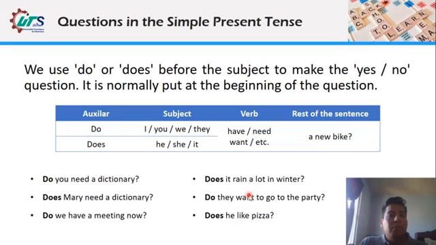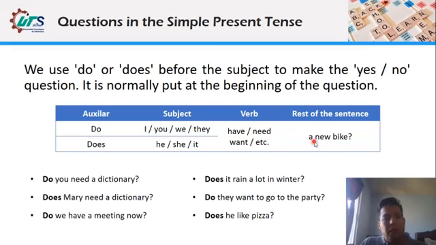let's continue. Question in the simple present. We use do and does again before the subject to make the yes/no question. It is normally put at the beginning of the question. In this case, we have do and does. And again, he, she, it are different from the other subjects. In this case, if you see, the verb remains in the infinitive mode.